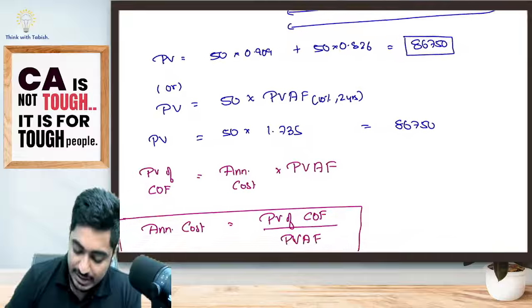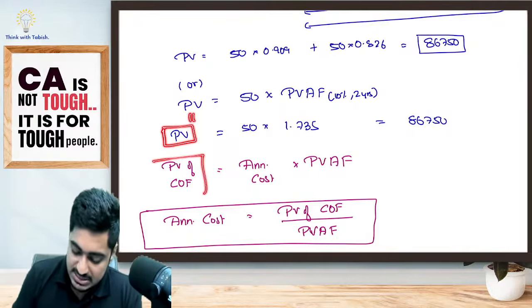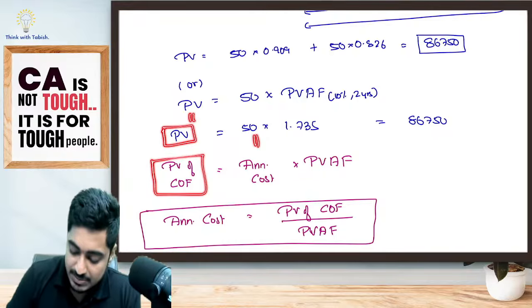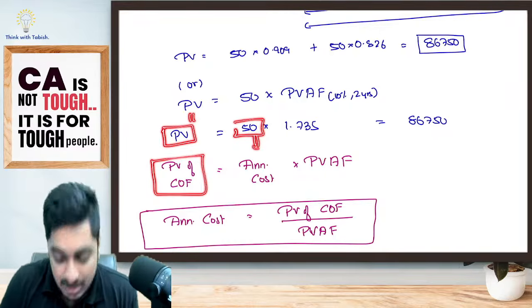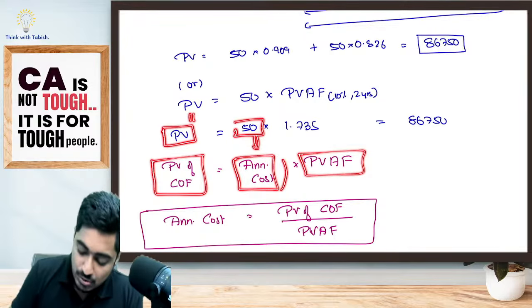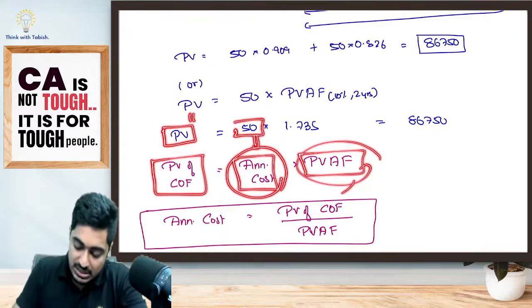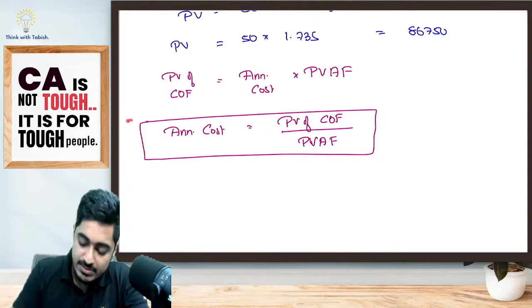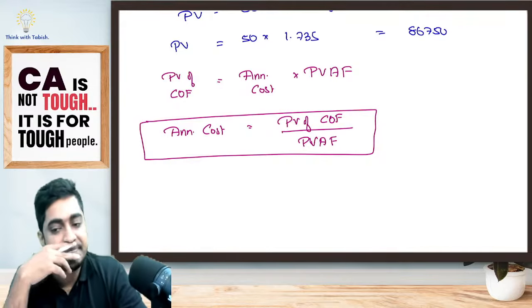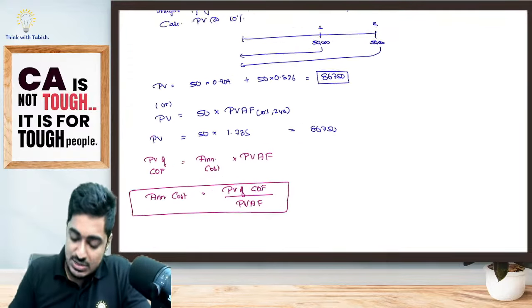Yes. So look at this, students: my present value of cash outflow is nothing but my annual cost, that is, every year how much is the cost, into the present value annuity factor. I want to know the annual cost. So it is the present value of cash outflow, this one, taken to the other side, divided by the present value annuity factor. Is this clear? Is this clear, everyone?